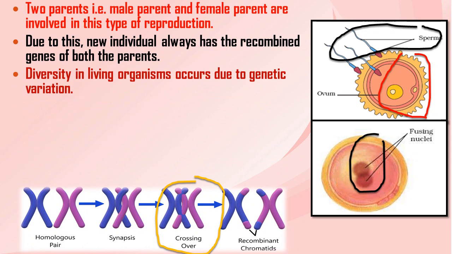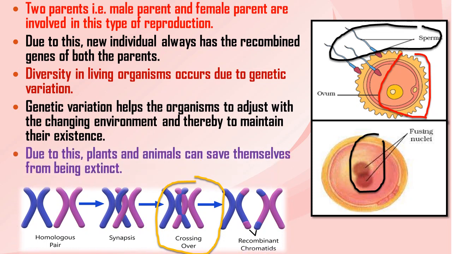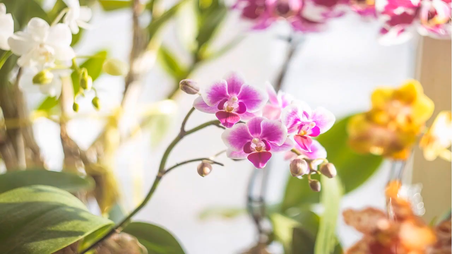Okay, and diversity in living organisms occurs due to genetic variation, and genetic variation helps the organism to adjust to the changing environment and thereby to maintain its existence. And due to this, plants and animals can save themselves from becoming extinct. So this is all about the process.